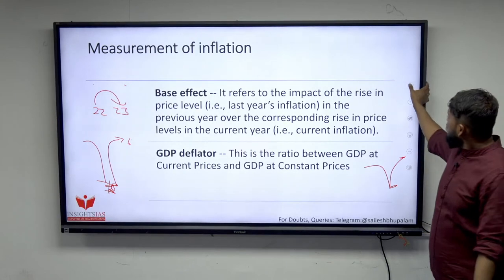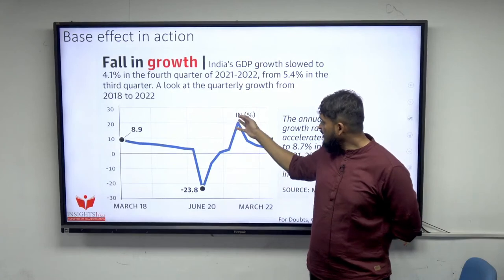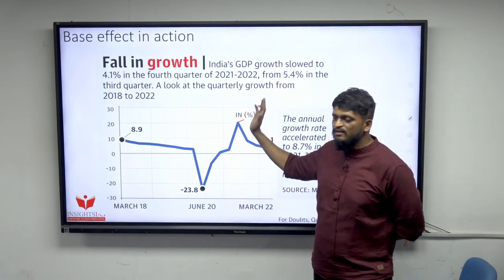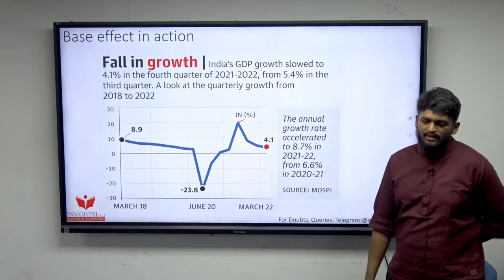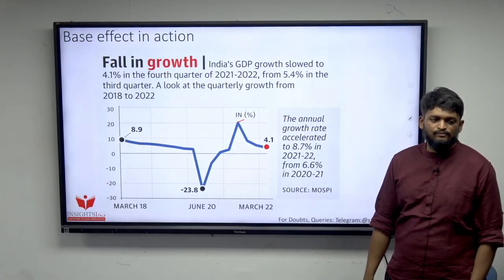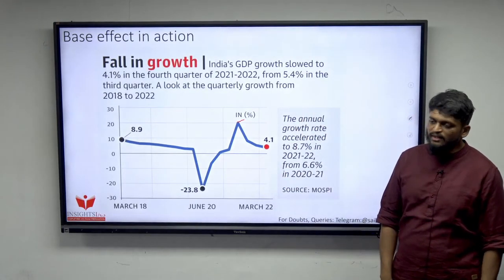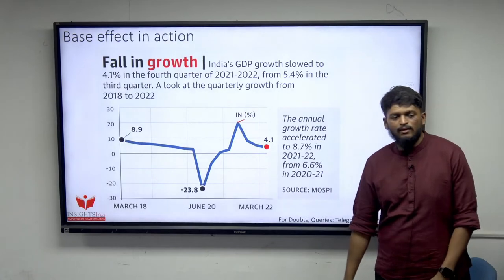So base effect, we saw this actually during COVID. You can see GDP had reduced to minus 23.8 and suddenly it increased back here. It looked like as if a massive increase in GDP has happened. But would it be right if we say sudden increase in production has happened? No, because of base effect, it looked like a huge increase in production has happened. You understood this?